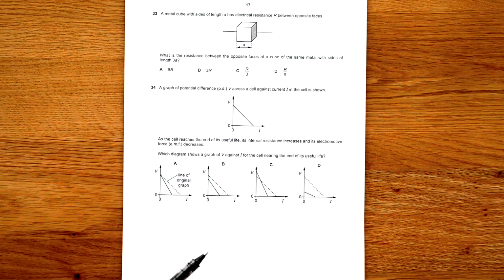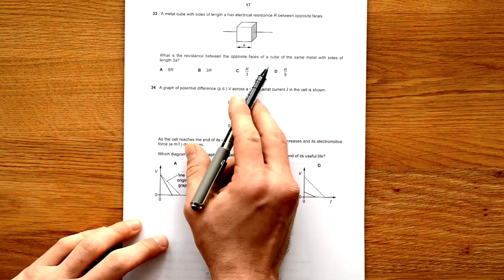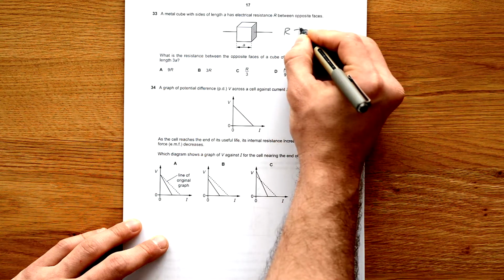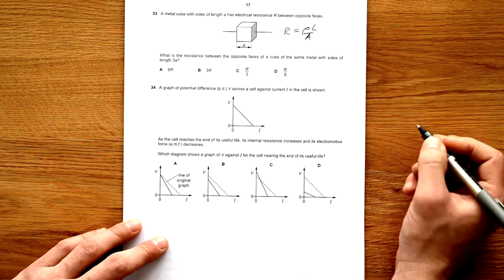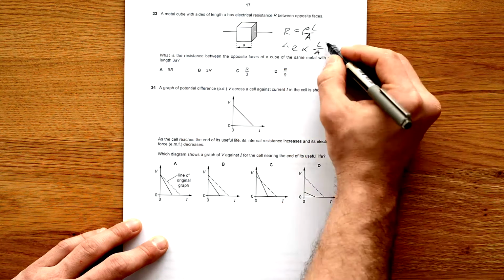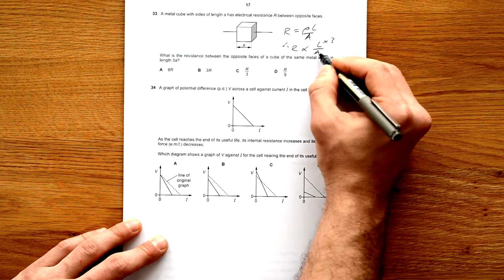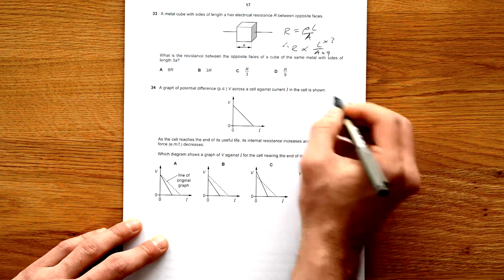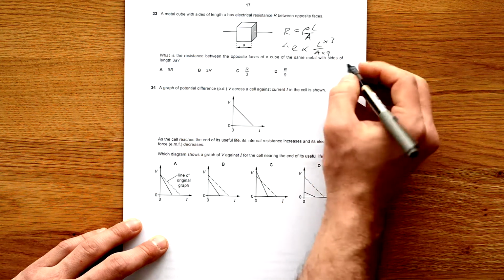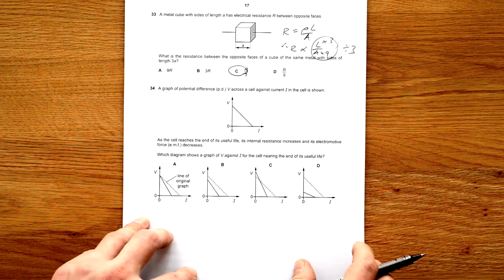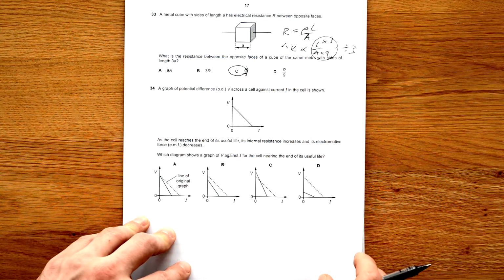33, a metal cube has side length A and electrical resistance R. What is the resistance between opposite faces of a cube of the same metal with side length 3A? So we know that resistance equals rho L over A. Rho is staying the same, so therefore R is proportional to L over A. So if L is going up by 3, but A, the area, is going up by times 9 because it's 3 squared, because we have a square, that means that overall we're going down by 3, so the answer is C.